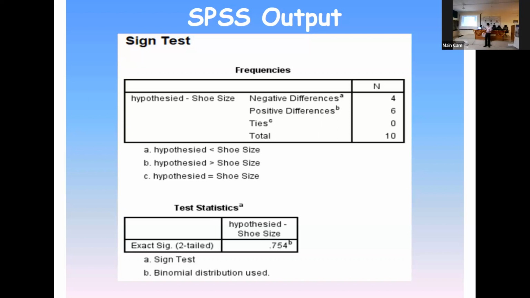And it says here 0.754. That means there is a 75% chance that if the median is this, you get this kind of data: 4 go one side, 6 go the other side. There is a 75% chance of this. Okay, can you reject it? If the p-value is this big, can you reject it?